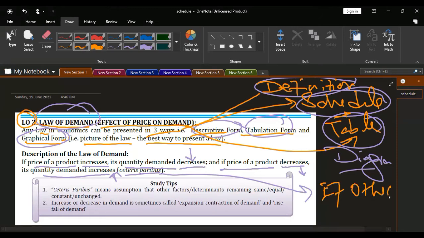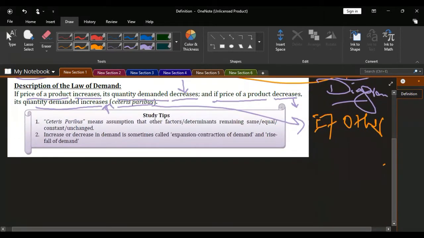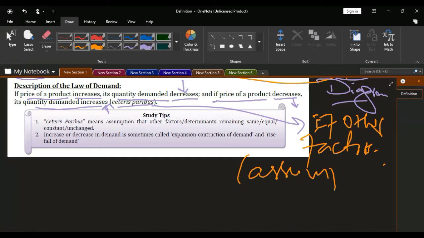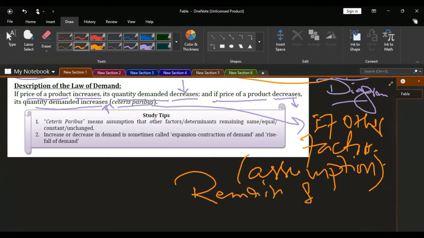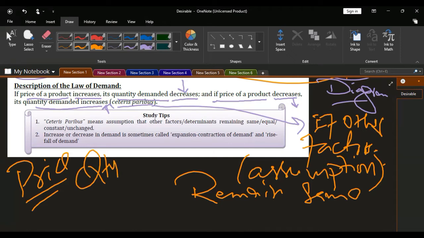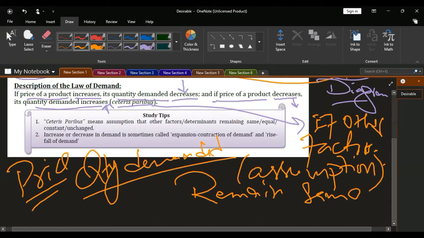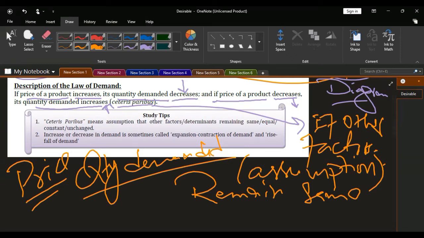Ceteris paribus means if other factors, also called the assumptions of law, remain the same, means you are only studying the effect of two things. First is price of the product and second is the quantity demanded, and ignoring all other factors like weather, income of the consumer, population, size of market. Each and every factor is considered as constant. Constant means there will be no change in other factors while studying change in price and quantity demanded.